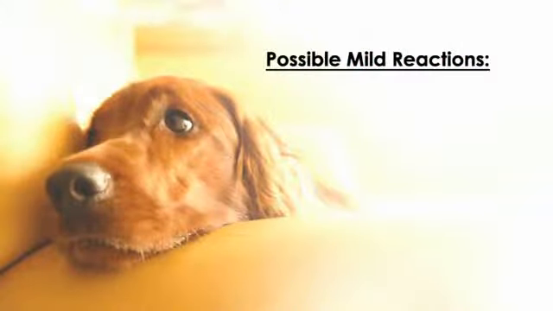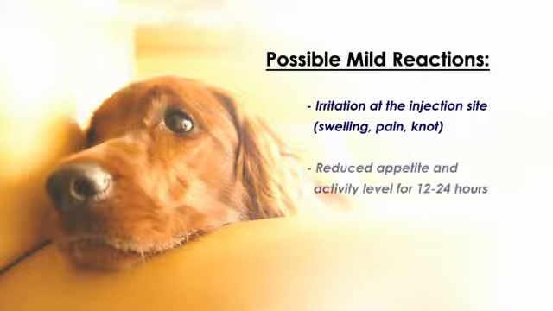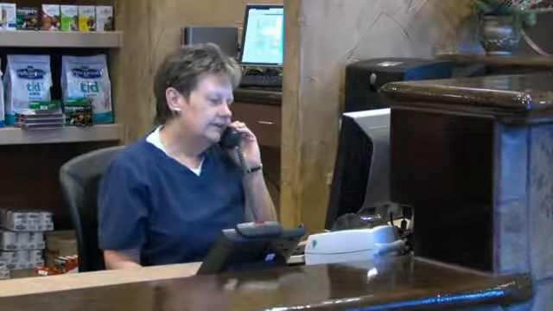While uncommon, vaccine reactions do occur. Mild reactions include irritations at the injection site, such as swelling, pain, or formation of a knot. Some pets, especially puppies and kittens, may experience a reduced appetite and activity level for 12 to 24 hours following vaccinations. If your pet experiences any of these signs, treatment may not be necessary, but you should notify your veterinarian.